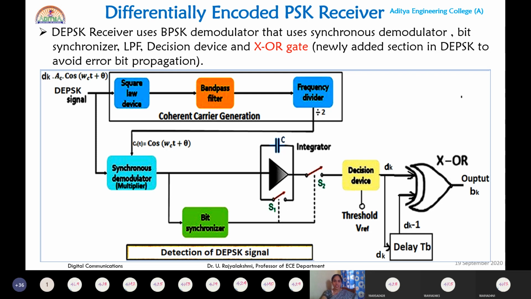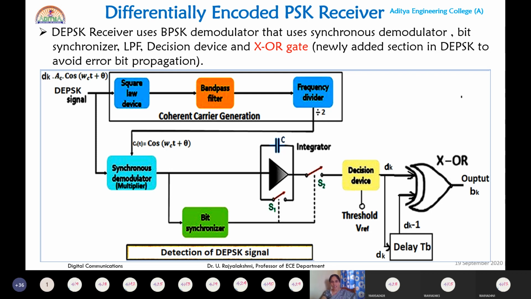What this decision device will do is compare the low pass filter output with a threshold. If the low pass filter output, that is the integrated data, is greater than the threshold, dk is 1. If the integrated data is less than V reference, then dk is 0.